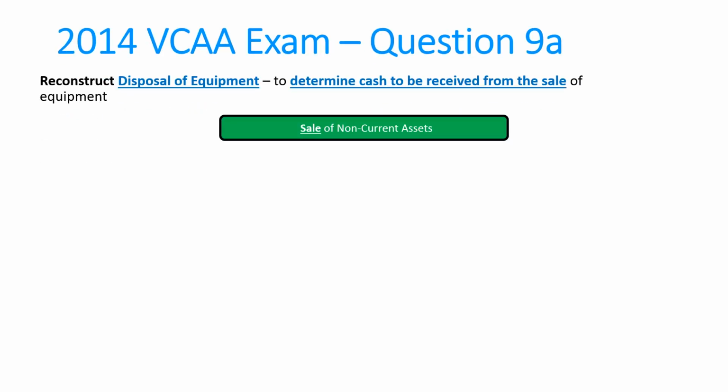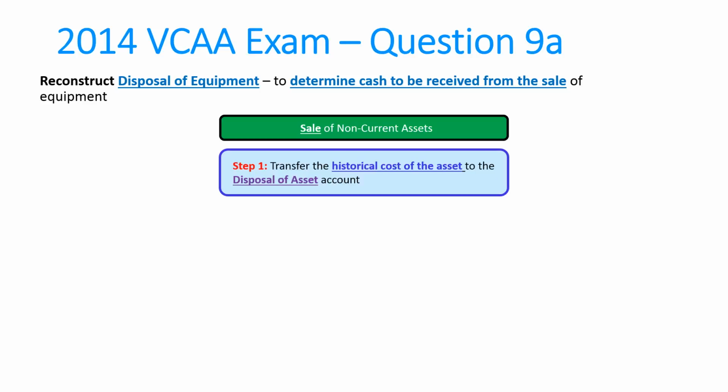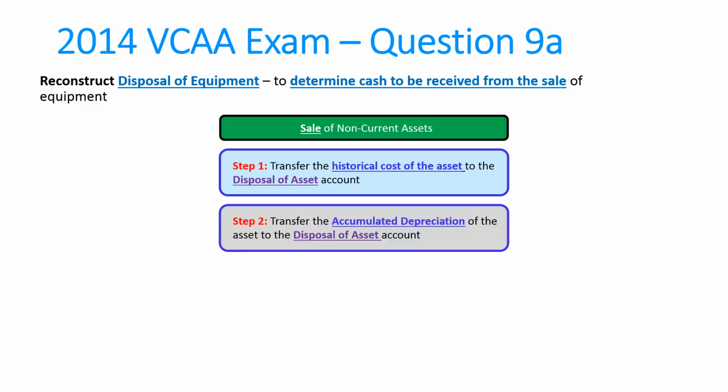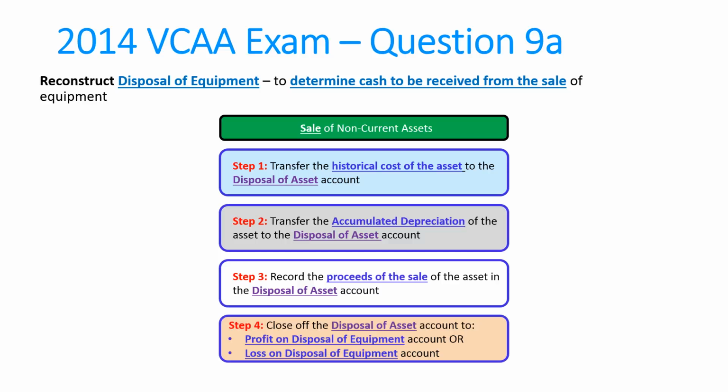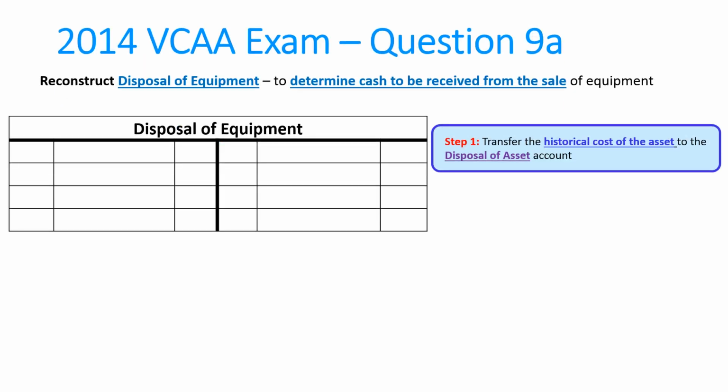So what I need to do to complete this one is remember the procedure that we follow whenever we sell a non-current asset. Step 1 is transfer the historical cost to disposal of asset. Step 2, transfer accumulated depreciation to disposal of asset. Step 3, record any proceeds of the sale. And step 4, record whether there's been a profit or a loss. So let's go through those one at a time.